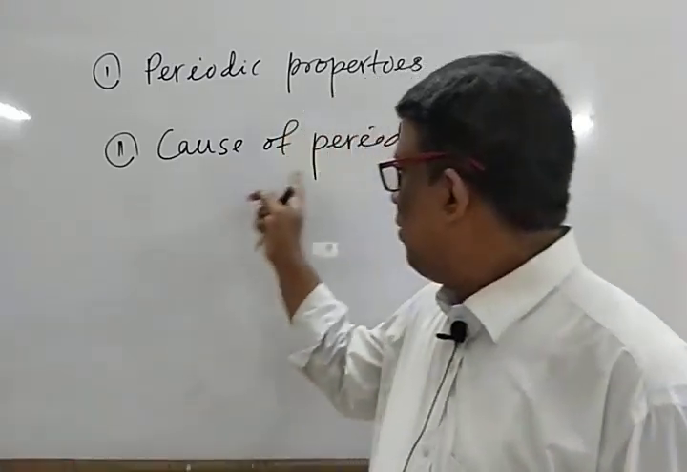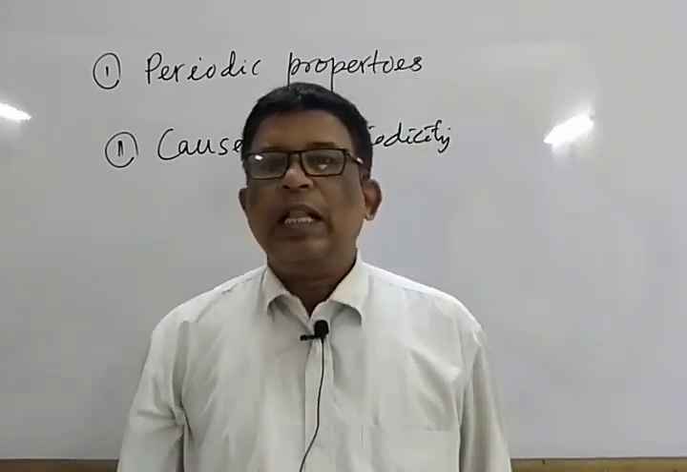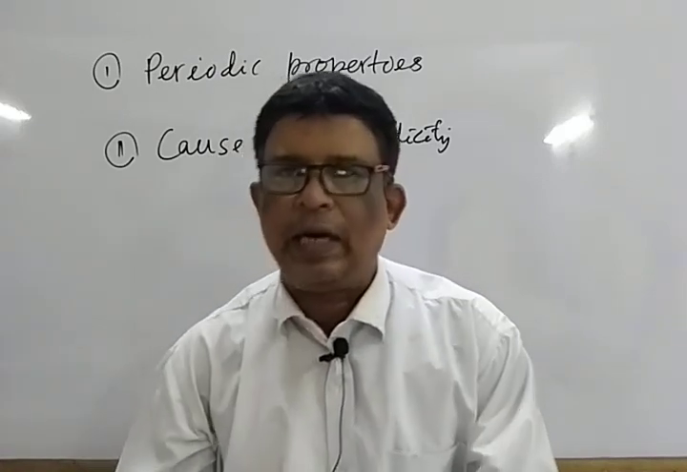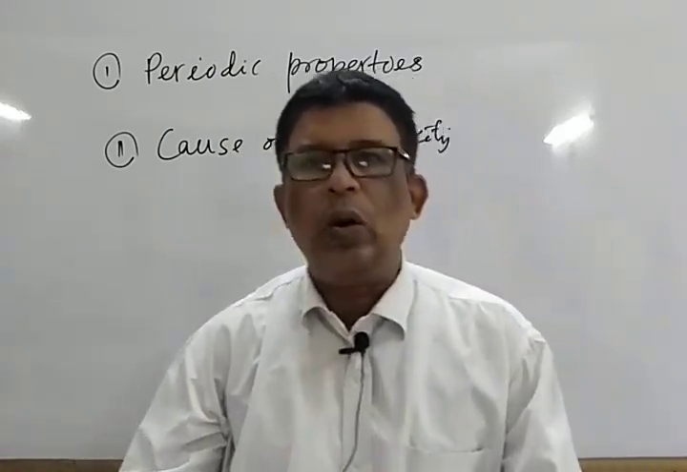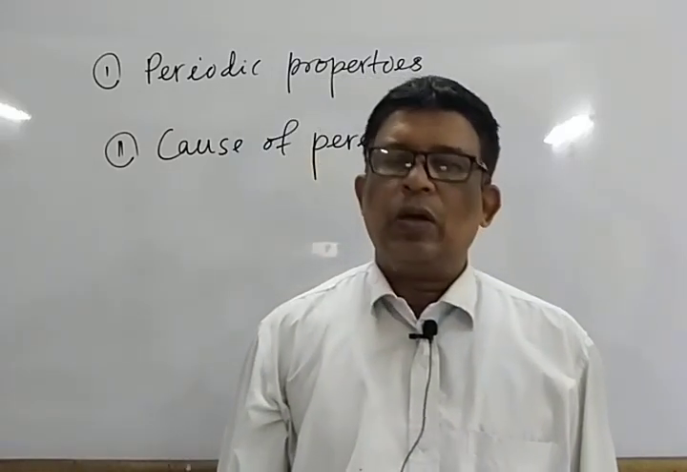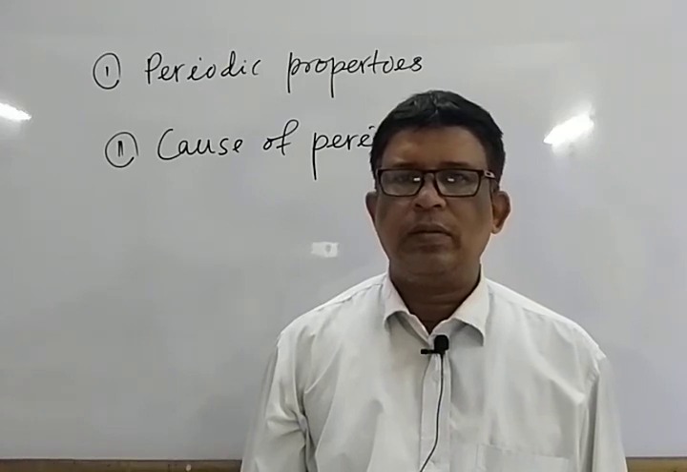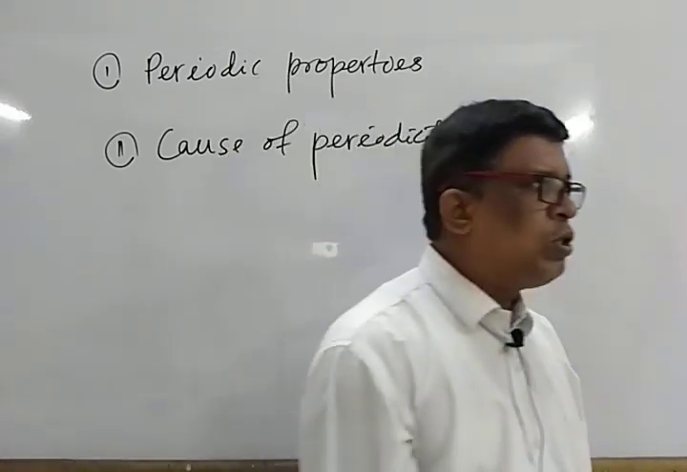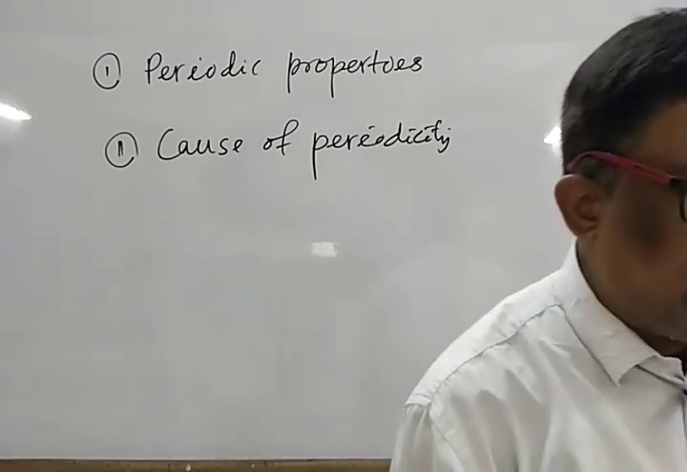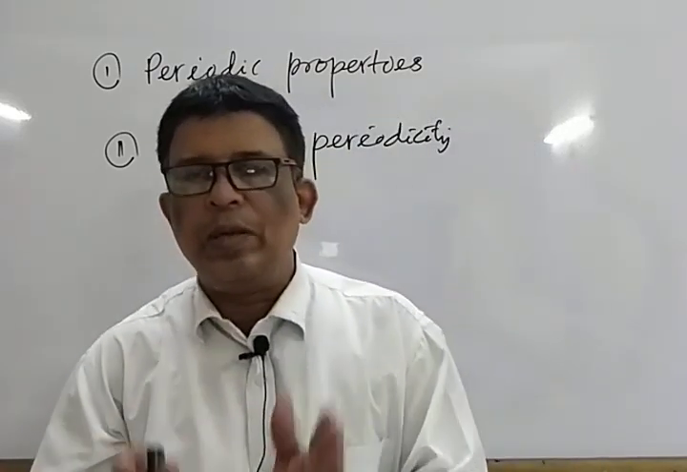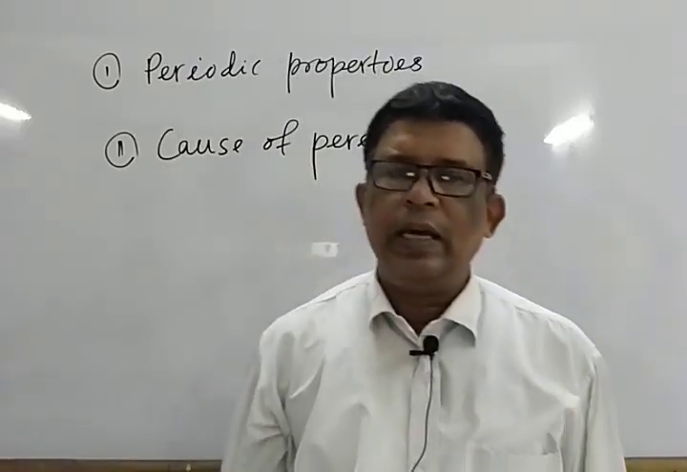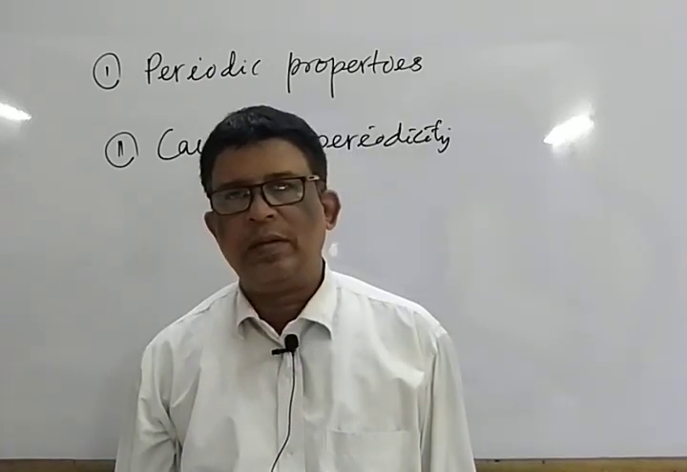Move to point 2. What is the cause of periodicity? That means the reappearance of similar behavior, similar character after a certain regular interval is known as the cause of periodicity. I repeat again. What are the causes of periodicity? That means the reoccurrence of similar properties of the elements, reoccurrence of similar character of the elements after a regular interval is known as the cause of periodicity.